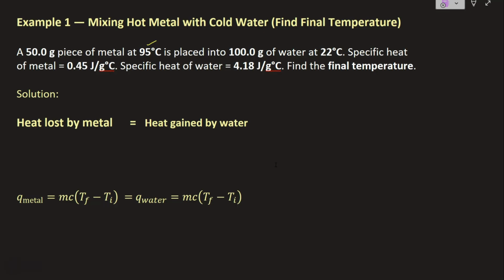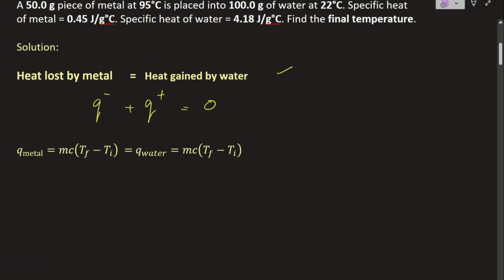We're going to use this idea that the heat lost by the metal is equal to the heat gained by the water, or we can say Q minus plus Q plus. This is the negative for heat loss and the positive for heat gain. When you add them up, you must get 0. That's what you must get according to the rule that we have.